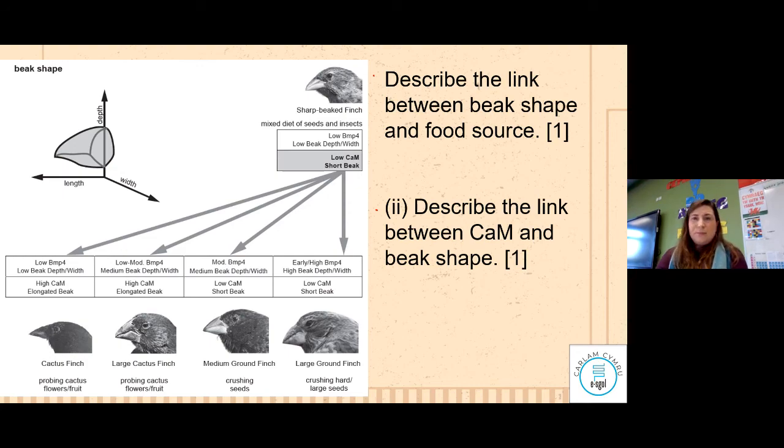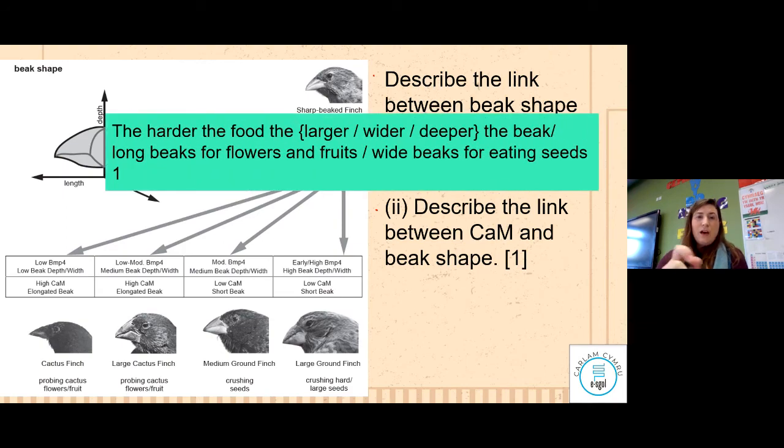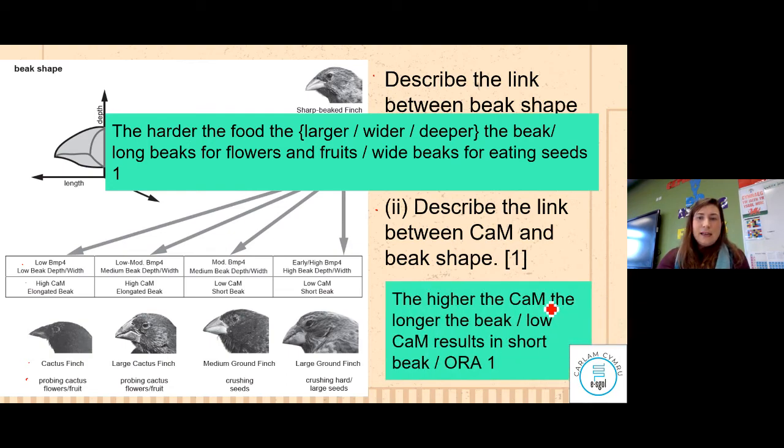Let's go through the answer. So the link between beak shape and food source: the harder the food, the larger or the wider or the deeper the beak. Long beaks for flowers and fruits, wide beaks for eating seeds. Okay, hopefully you can see that by looking at the information here, and also looking at the shape of the beak. Describe the link between CAM and beak shape. The higher the CAM, the longer the beak. So high CAM results in an elongated beak, or low CAM results in a short beak.